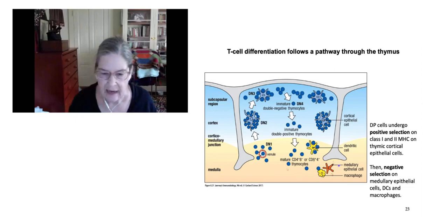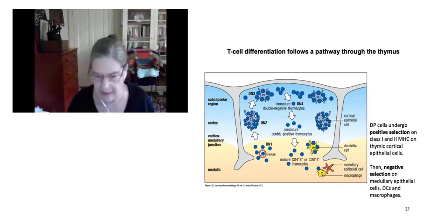And then further along, not in the cortex but in the medulla, you've got medullary epithelial cells and macrophages and dendritic cells and so forth that you get negative selection on. And that means that if the T cell receptor binds too tightly to the MHC molecule and it's signaling a whole lot, then it gets deleted.